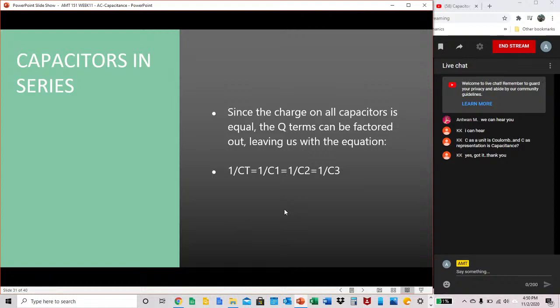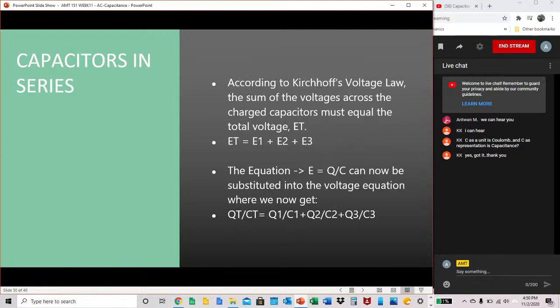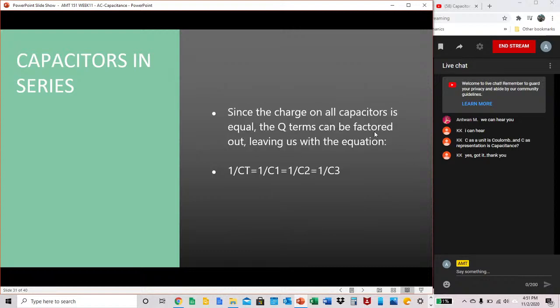Okay, so here we have our Q, which is our charge, but we know that the Q terms can be factored out because the charge on all capacitors is equal, leaving us with this equation: 1 over our total capacitance equals 1 over capacitor 1 plus 1 over capacitor 2 plus 1 over capacitor 3.